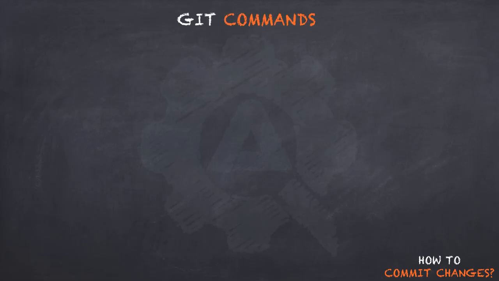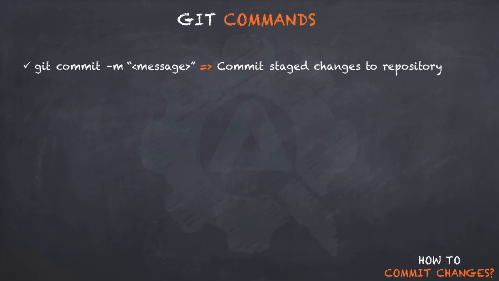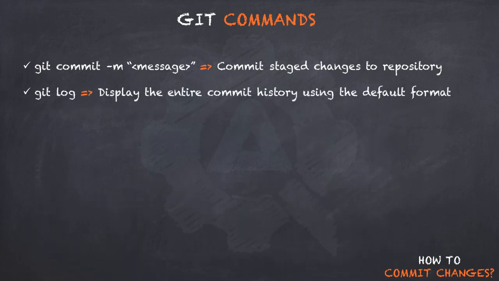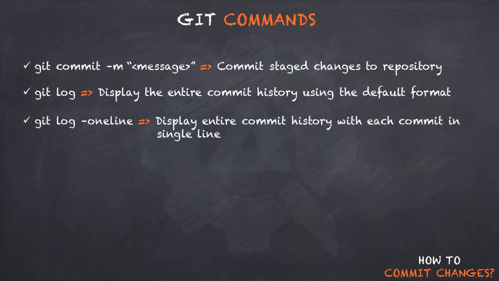So to summarize, we use the command git commit -m followed by the commit message to commit all the changes that we have staged. And we use the git log command to list down all the commits that we have made to the repository. Also, we use the oneline option with the git log command to display these commits with less information.